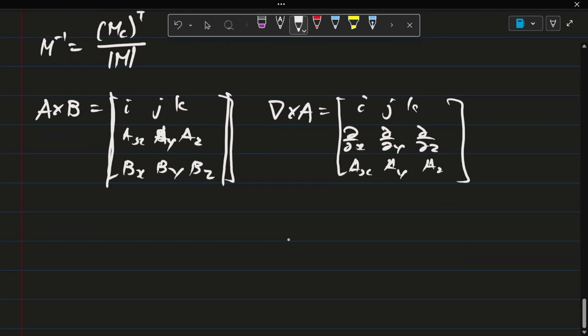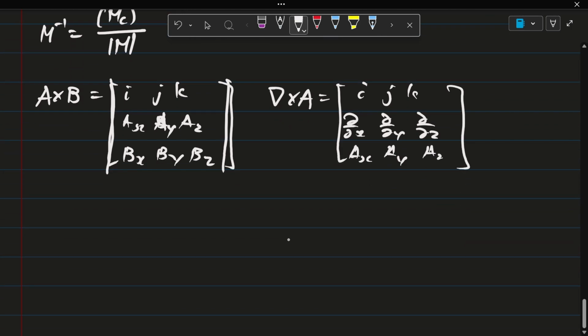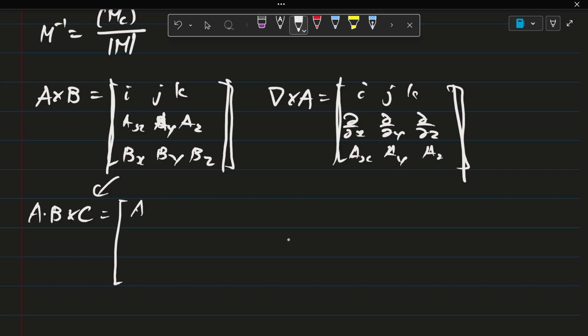And also, because we know about the triple product, this is the determinant. For the triple product, if we combine it with this, we end up getting just the determinant of all of the vectors together, something like this: bx, by, bz, cx, cy, cz.